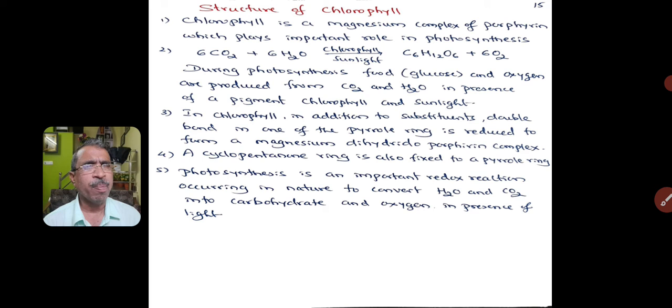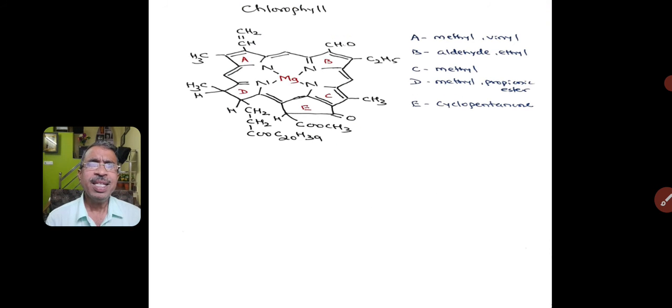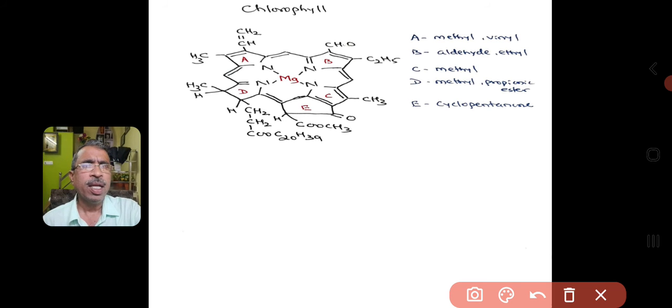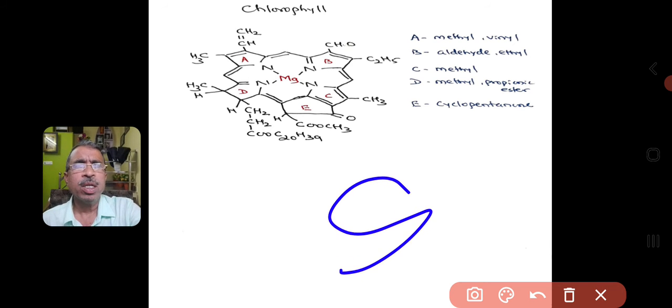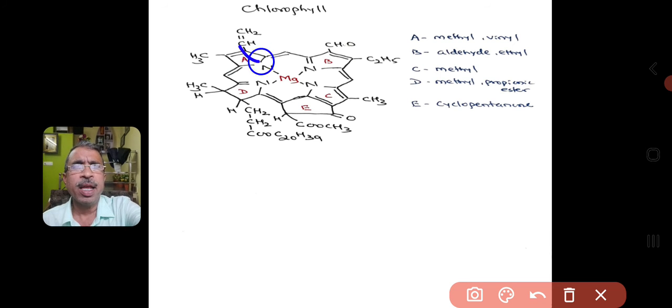A cyclopentanone ring is also fixed to a pyrrole ring. Photosynthesis is an important redox reaction occurring in nature to convert water and carbon dioxide into carbohydrate and oxygen in presence of light. This is the structure of chlorophyll. In the structure of chlorophyll, once again we have the four pyrrole rings known as A, B, C, D.